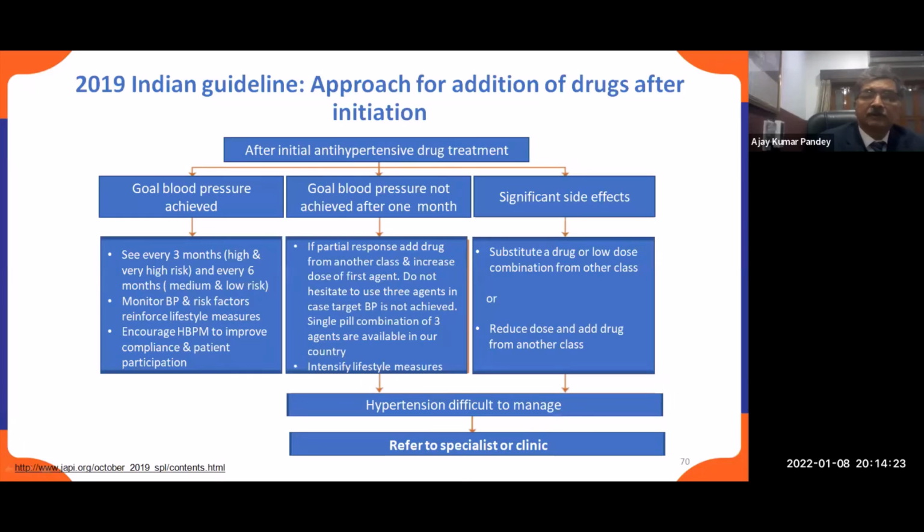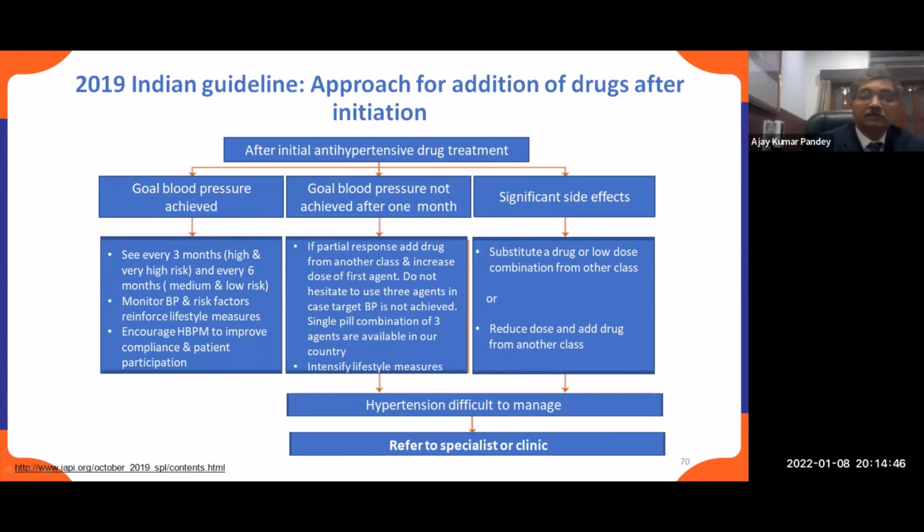If after initial hypertensive treatment the goal blood pressure is achieved, see the patient every 3 months, monitor BP and risk factors, reinforce lifestyle measures, and encourage home blood pressure monitoring to improve compliance. If goal blood pressure is not achieved after 1 month, and there is a partial response, add a drug from another class or increase the dose of the first agent. Do not hesitate to use 3 agents if the target BP is not achieved.